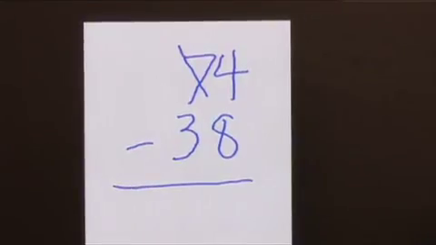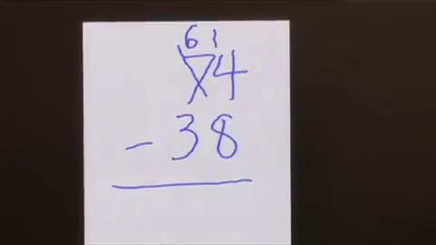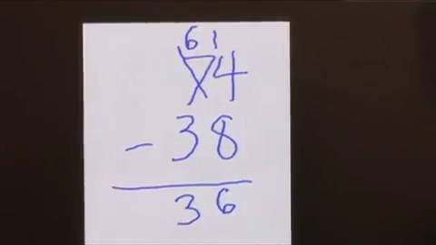7 turns into 6, and I'm going to bring the 1 over here. So this is now 14. I can subtract 8 from 14, which results in 6. And then I have 6 in the tens place, and I'm going to subtract 3 in the tens place, which would be 3, or 36. And that's how you solve that problem.